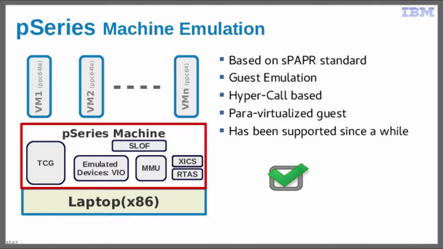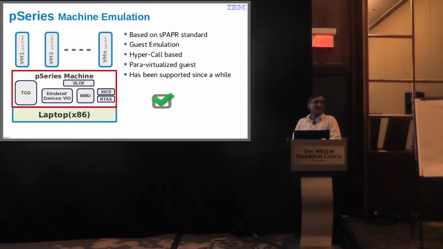So this is what I was talking about, the pSeries machine emulation. The current QEMU support that we have is for pSeries machine emulation, wherein we have the TCG combined with SLOF, the emulated VIO, MMU, and the interrupt controller emulation, plus the real-time abstraction layer. So this all combined gives us a pSeries machine emulation. This is based on the PAPR standard, which defines the hypervisor to guest interface. So pSeries is basically hypercall based. This has been there for the last few years.